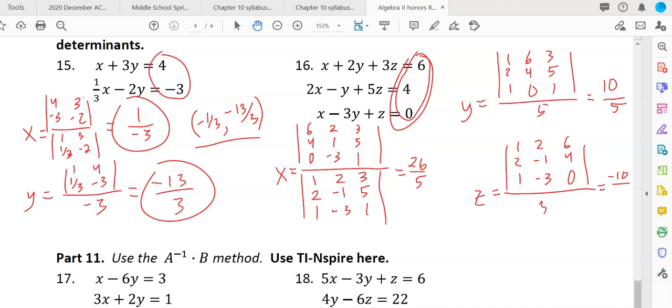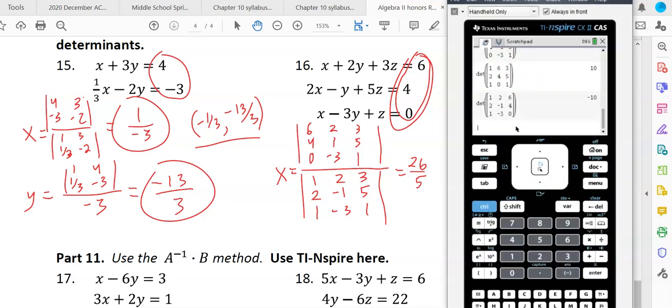I don't rewrite the matrix every time, it's too much work. So again, the x value is 26/5. The y value is 2, and the z value is -2. Well, that really worked out weird. Let me just double check that one. Just because one of them is a fraction and the others aren't. So I'm going to retype just that one just to make sure.